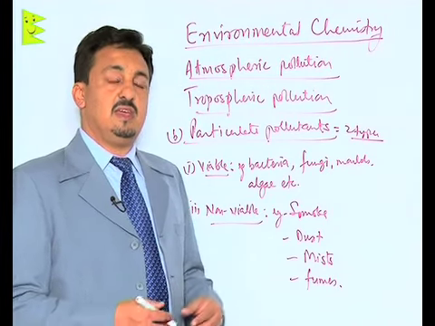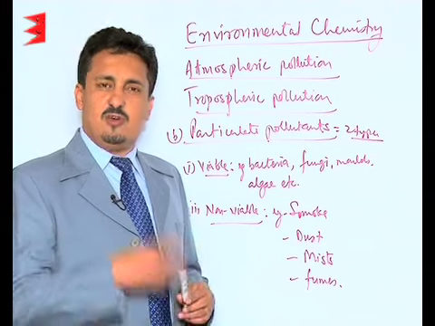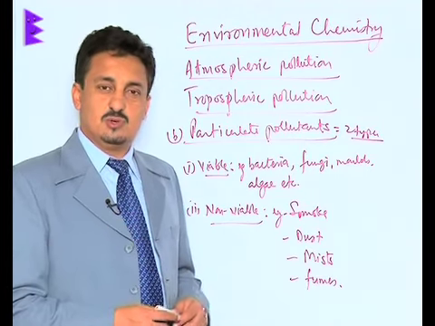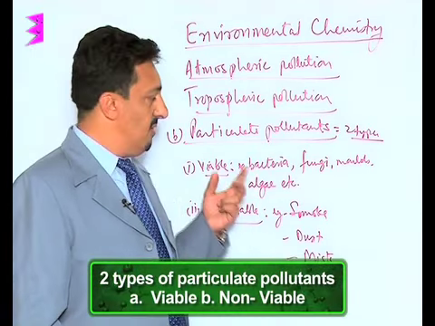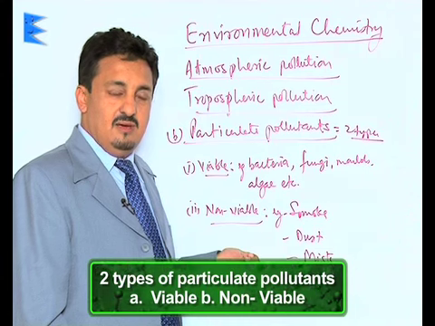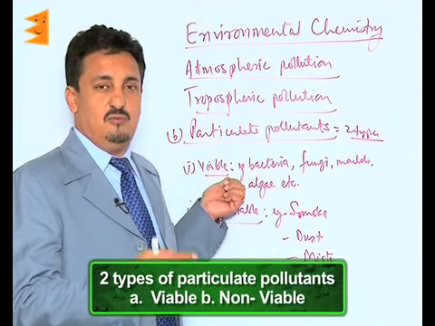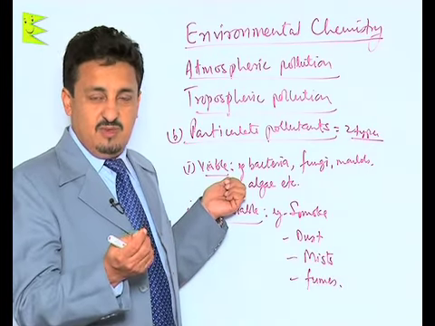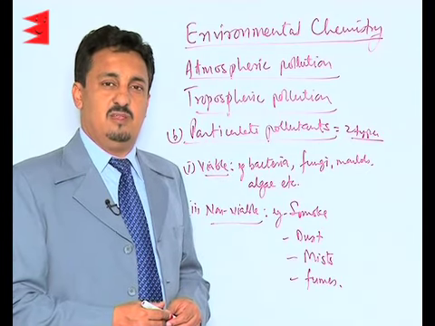After studying the gaseous air pollutants, now let us study the particulate pollutants. These are the solid pollutants in the troposphere which cause atmospheric pollution. The particulate pollutants are of two types, called viable and non-viable. Viable ones are the living ones. They can be in the form of bacteria, fungi, molds, algae, or pollens, which remain in the atmosphere in suspended form.